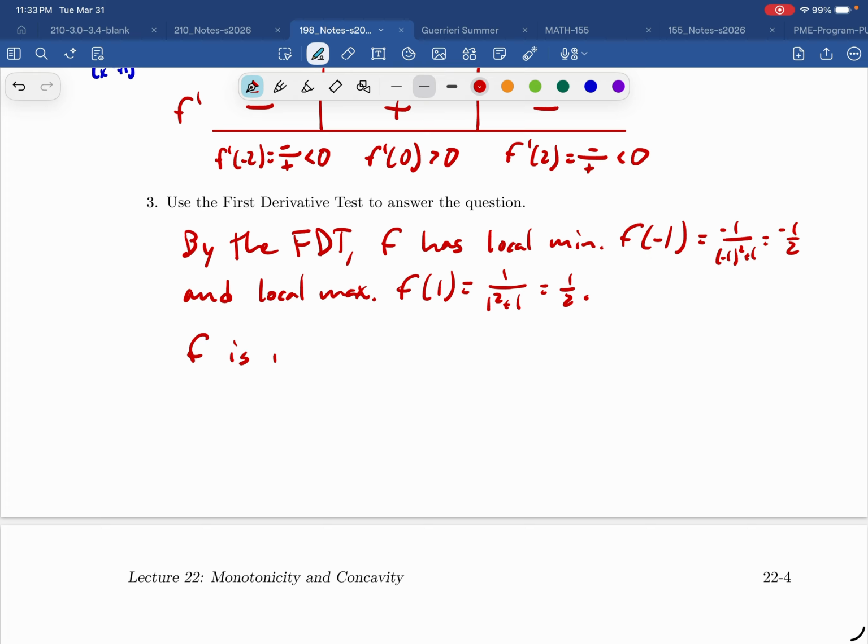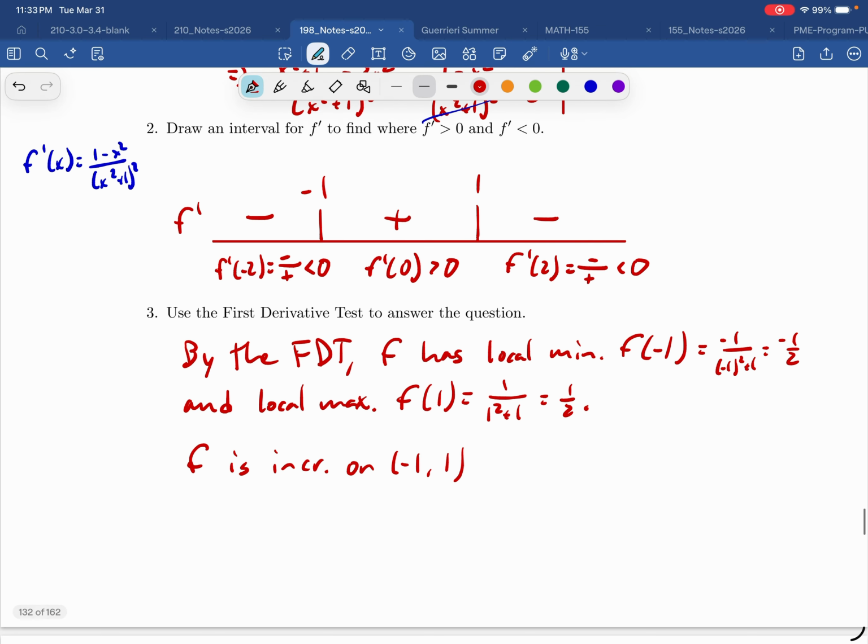f is increasing on negative 1 to 1. By the way, we always use open intervals. And decreasing on negative infinity to negative 1, union 1 to infinity. Okay, so we answer the problem.